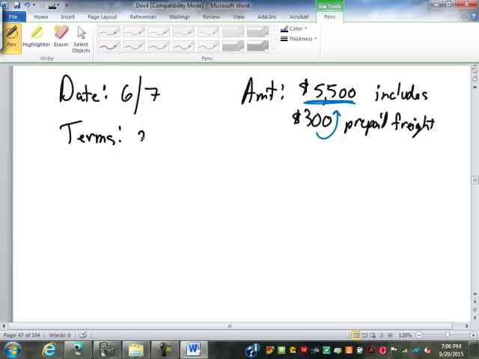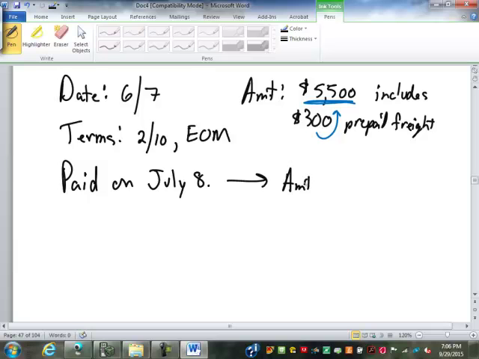Terms, 2/10 EOM. Paid on July 8th. Find the amount paid. I'll give you a couple minutes to look at that and think about it. The first question we need to answer is, July 8th, do they get the discount?